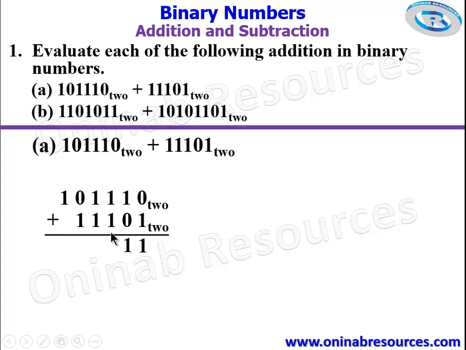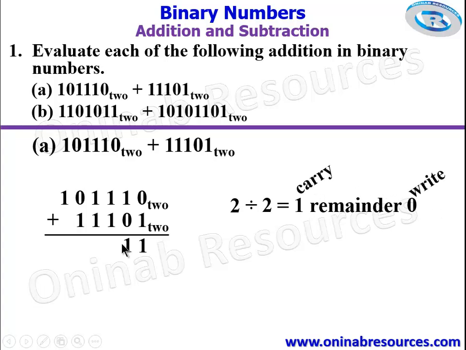1 plus 1 gives 2. We cannot have 2 as a digit in binary numbers. What we do is to convert that 2 to base 2, that's to binary numbers. So we have 2 divided by 2, this is the base. That gives 1 remainder 0. We're going to carry the 1 and write 0. So we write 0 and carry 1 to the next digit.